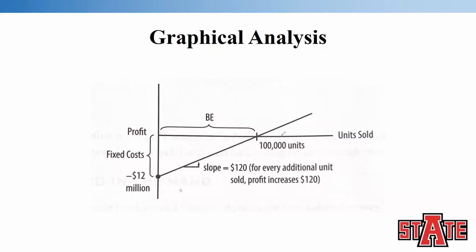If you sell this many units right here, whatever this number is, suppose that's 105,000, then your profit is going to be right here. And as we sell more and more units, profit goes up. So the difference between the horizontal axis right here and this line segment going up here is giving me my profit reading all the way throughout.